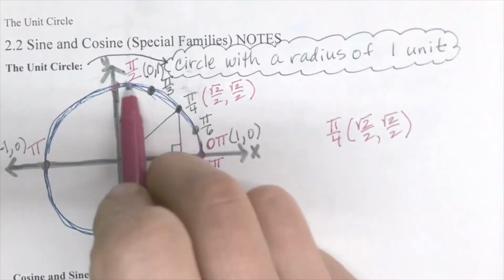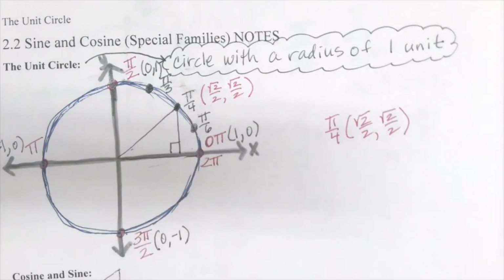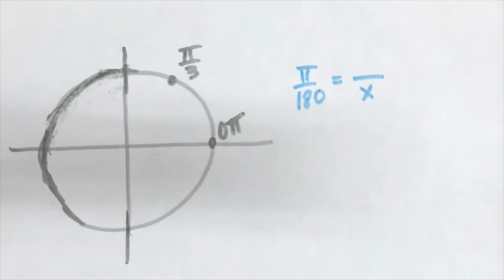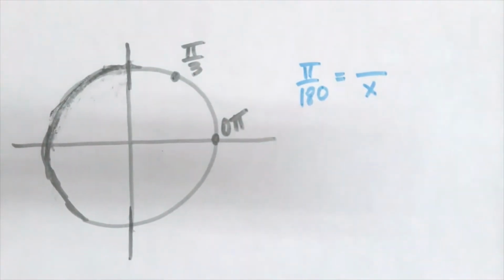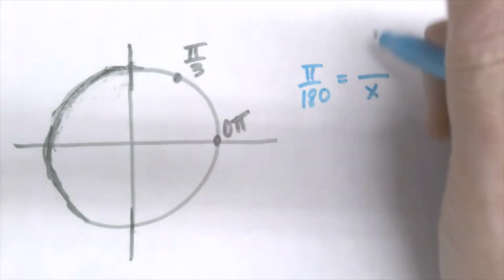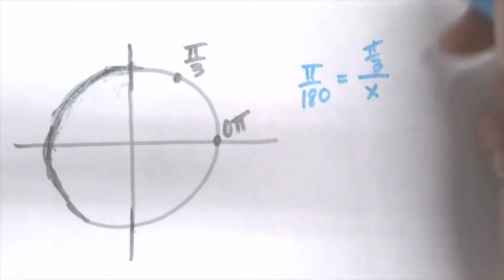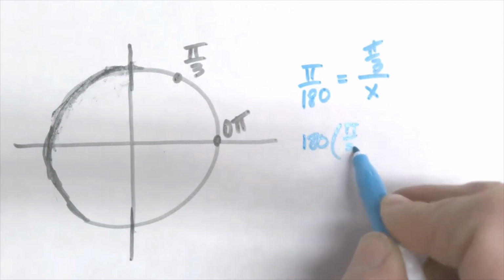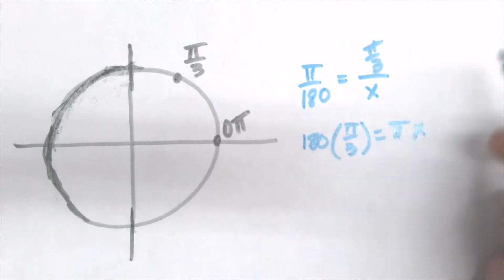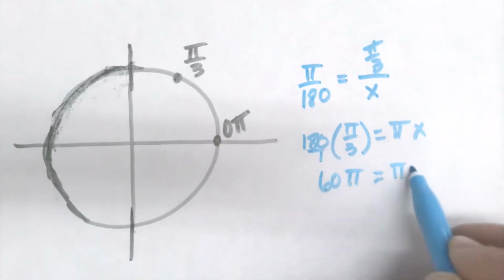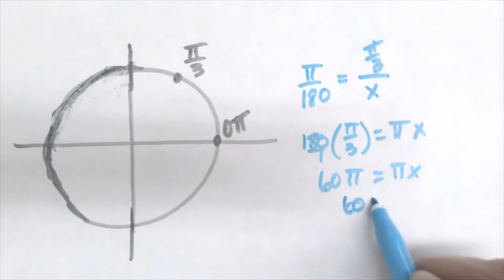Now I want to go back and I want to do the same thing for the pi over 3 and the pi over 6. I'll start with the pi over 3. So again, I'm going to remove my notes and bring a new piece of paper out here. I'm going to do the same thing I did with the pi over 4. Pi over 3 is up here. Pi is to 180 as pi over 3 is to, I'll just do a cross product. It's 180 times pi over 3, which equals pi x. And then when I simplify that, I get 60 pi equals pi x. Divide the pi out, 60 equals x.